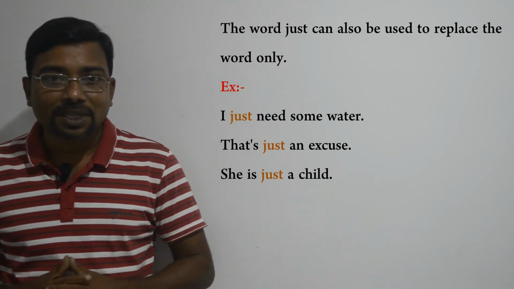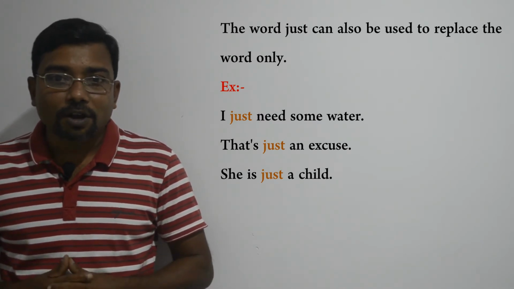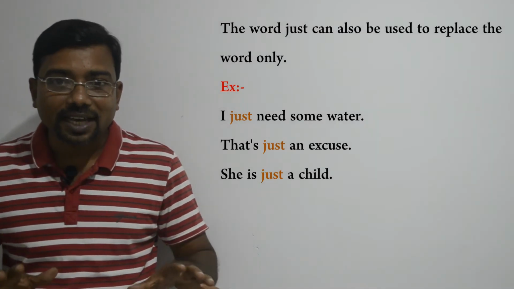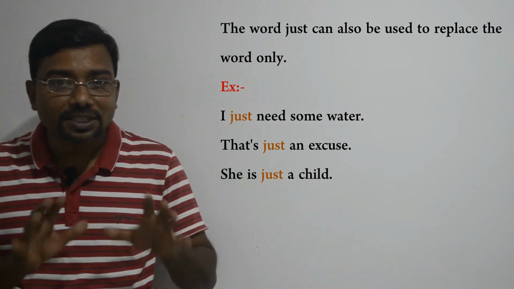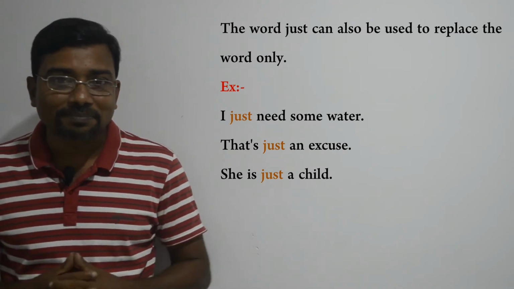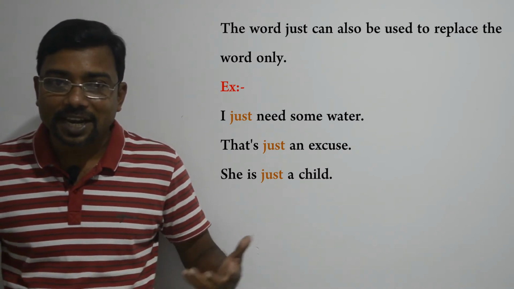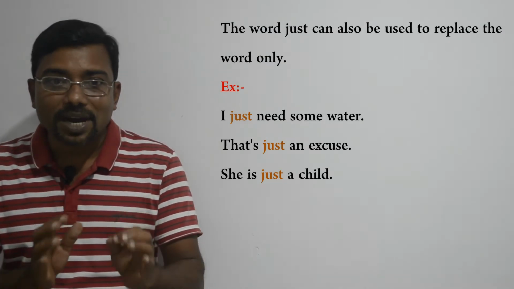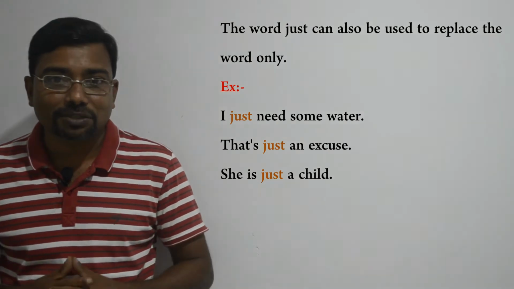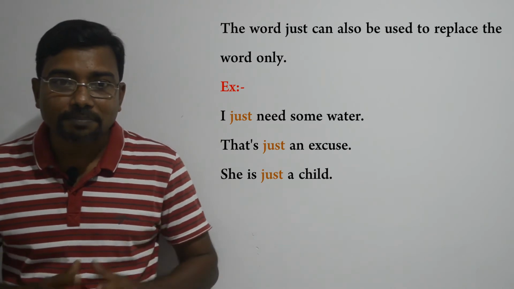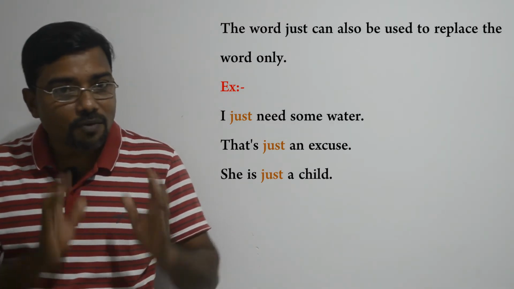Look at the first example. I just need some water. Okay, it means I don't need something to eat or I don't need any other drink. I only need some water. Okay, here the word just has the meaning of only. Okay, look at the next one. That's just an excuse. Here also we use just to mean only, that's only an excuse. Look at the last one. She is just a child. Here also it's the same. We use it instead of the word only. She is only a child.